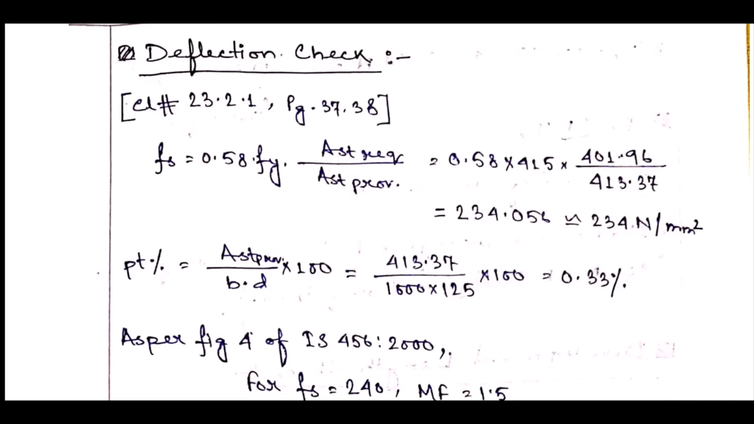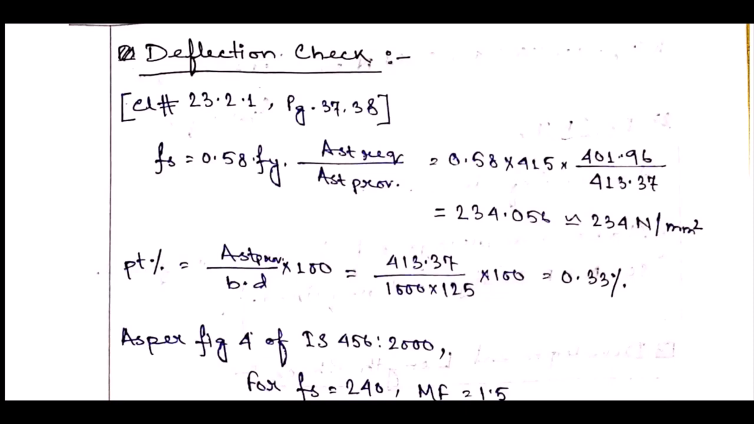Our first check is deflection check. So from clause number 23.2.1 and figure 4 of IS 456, we know to find out modification factor, first of all we have to use the formula of Fs, which is just below figure number 4 of IS 456 2000. The formula is Fs is equals to 0.58 Fy into AST required by AST provided. So that is equals to 0.58 into Fy is 415 into AST required is 401.96 by AST provided is 413.37.